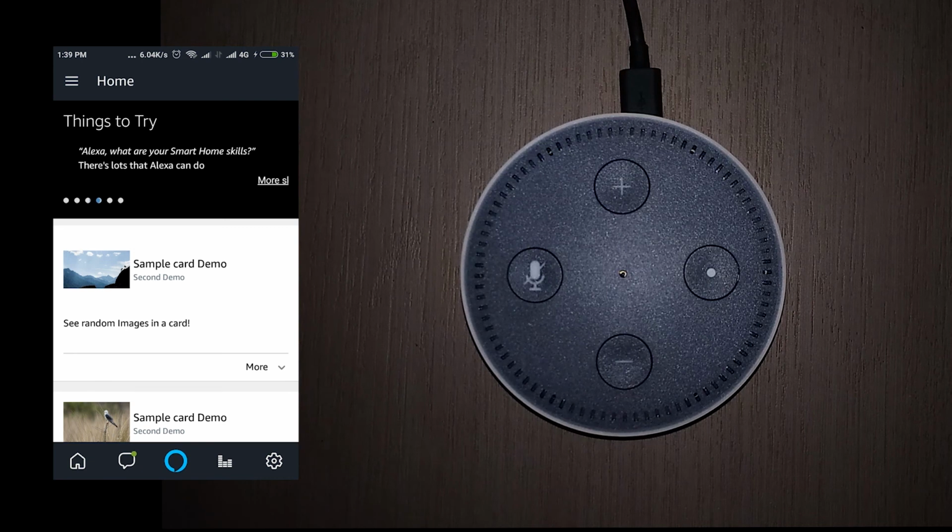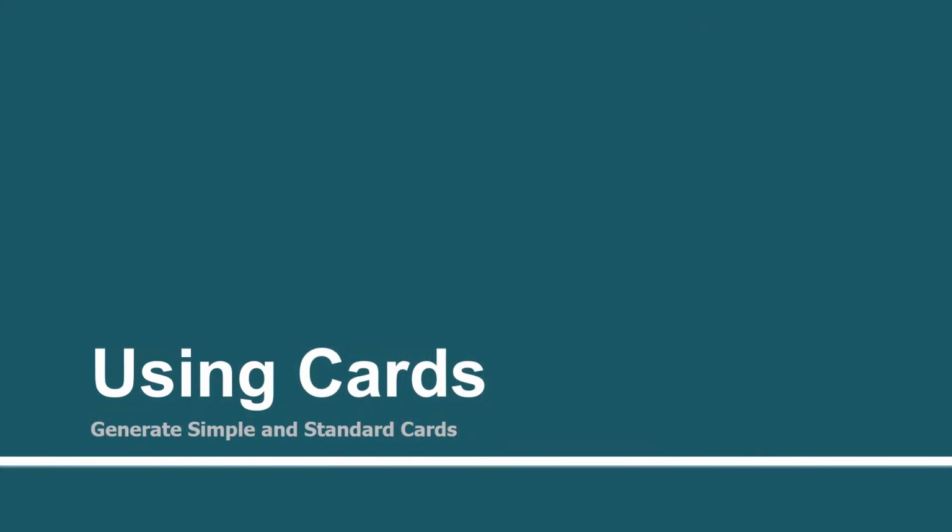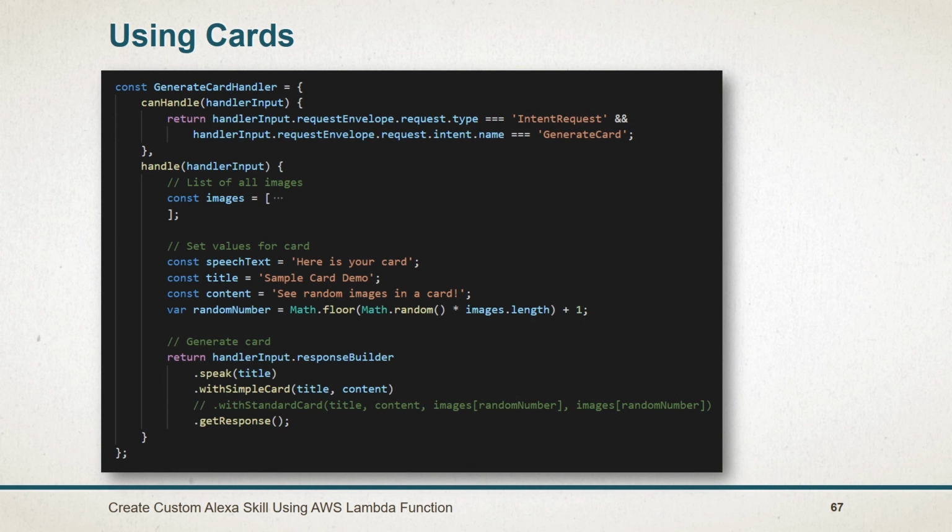Now let us see what we have learned in this session. Here we have created a new intent and its handler. Use with simple card method to generate the card with the title and content. And use with standard card method to add an image to the card.